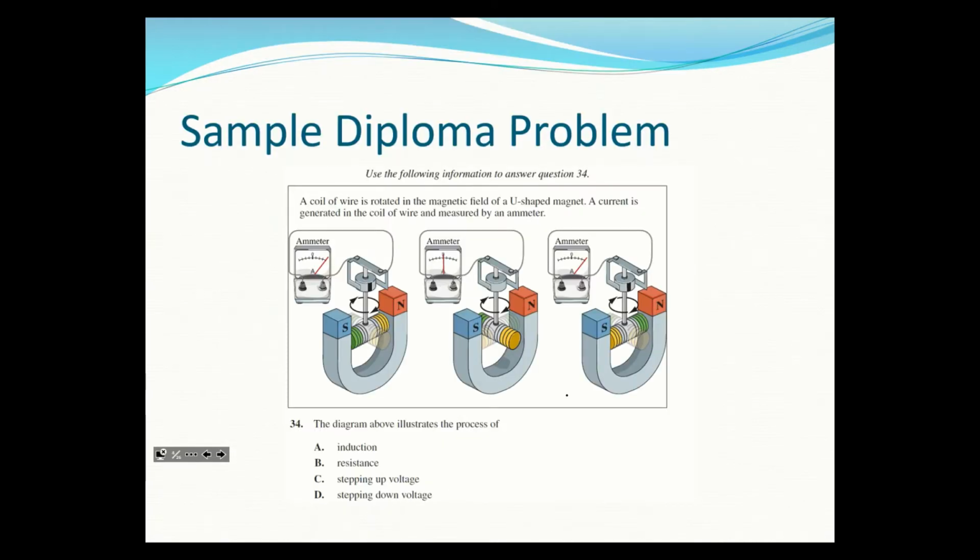Okay, and then this last one here. The coil of wire is rotated in a magnetic field of a U-shaped magnet. The current is generated in the coil and measured by the ammeter. So the above illustrates the process of, when you use motion to create current, we call that induction. So you induce a current. That's what's happening in this situation. And again, you can see this split ring commutator, so this is a DC setup, and this is a DC generator.